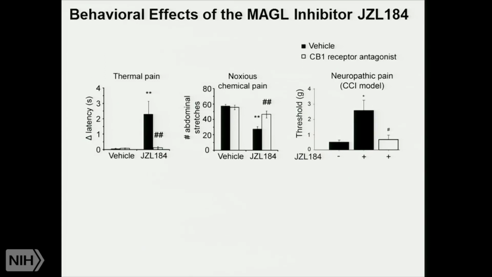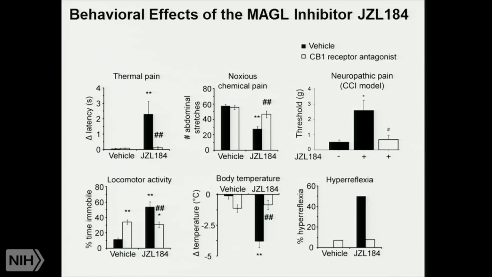What is interesting, however, is when one looks back at the acutely treated animals where you've blocked MAGL, you not only see these alterations in pain behavior, but a variety of other behavioral effects, including impairments of motility and changes in body temperature that are reflective, if you will, of a broader, potentially broader activation of the cannabinoid system.